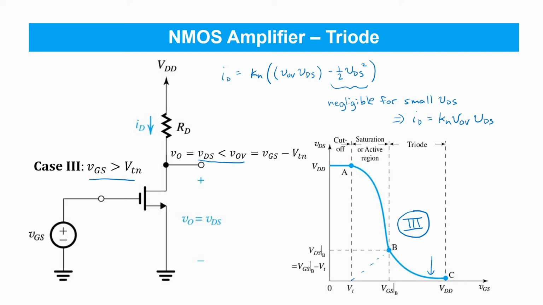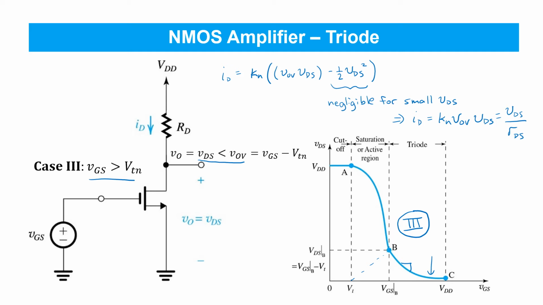In this part of the curve, the drain source connection looks like a simple resistance RDS. You'll notice that this part of the curve flattens, so the relationship between the input VGS and the output VDS isn't as steep anymore. Therefore, it's not going to be as useful as an amplifier.